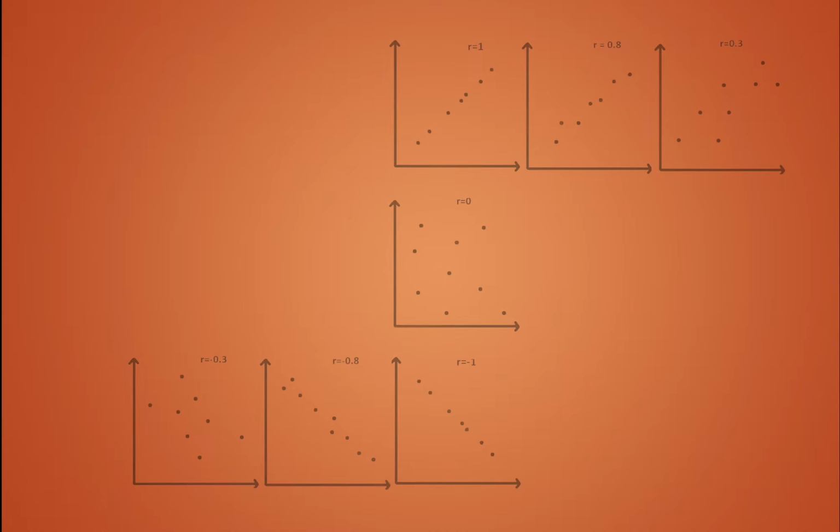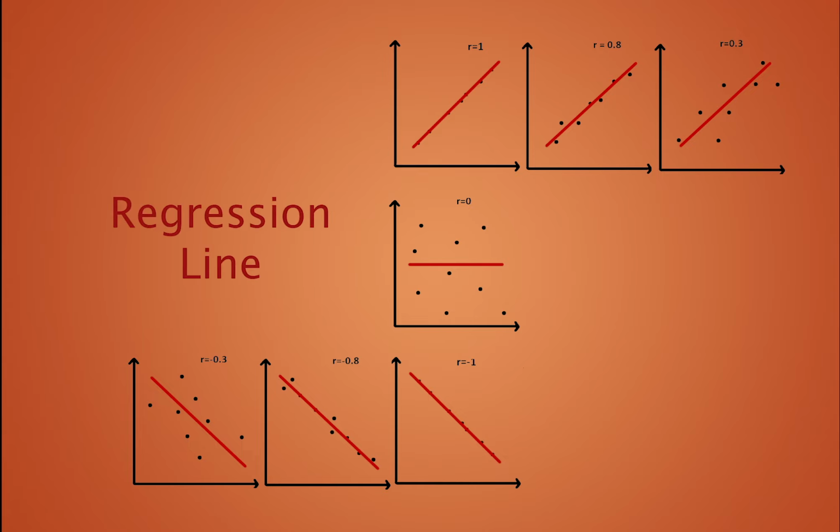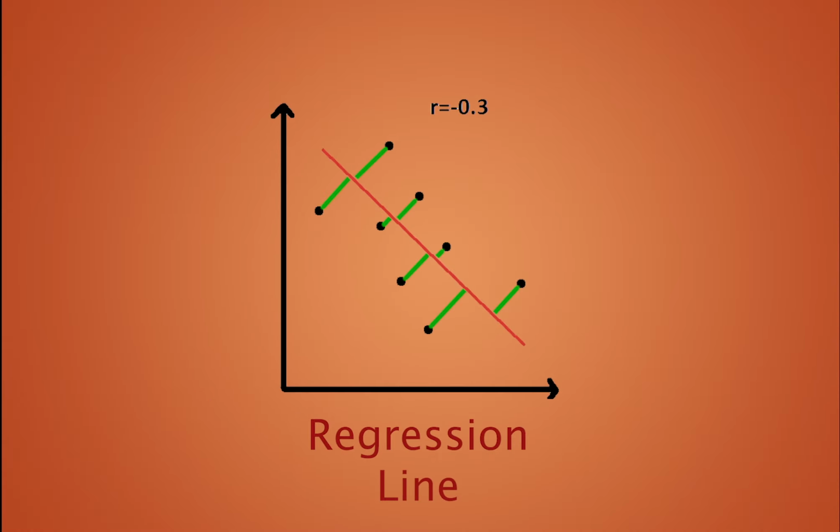We also summarize the relationship by drawing a line through the scatter plot. This line is called the regression line. The regression line is the straight line that summarizes a relationship by passing through the center of the scatter plot. Although not all data points are on the line, the distance that some are above the line equals the distance that others are below it. So on average, the regression line passes through the center of the scatter plot.